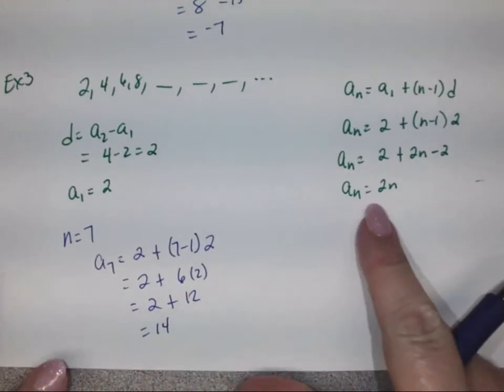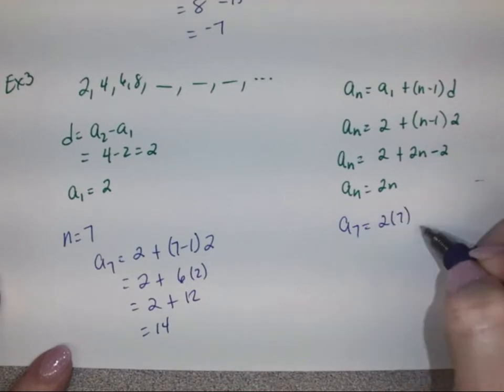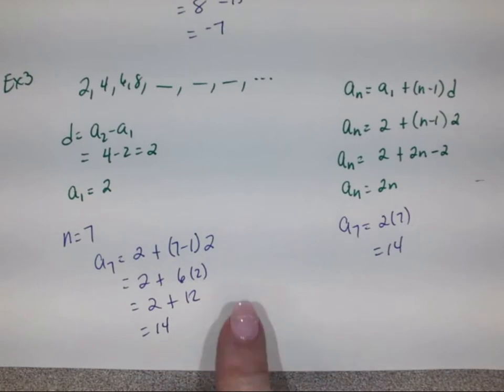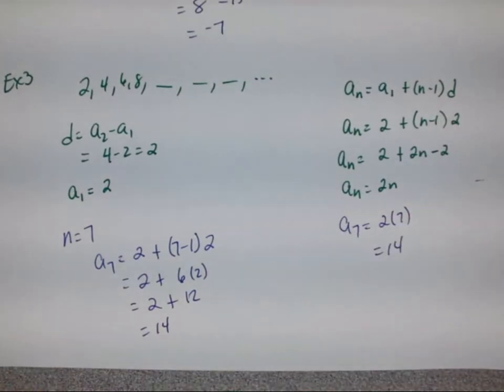If we use this one, we find that a sub 7 is 2 times 7. Well, that also equals 14. So either one works. But on the test, you're probably not going to reduce it down. You're just going to go with what's there.